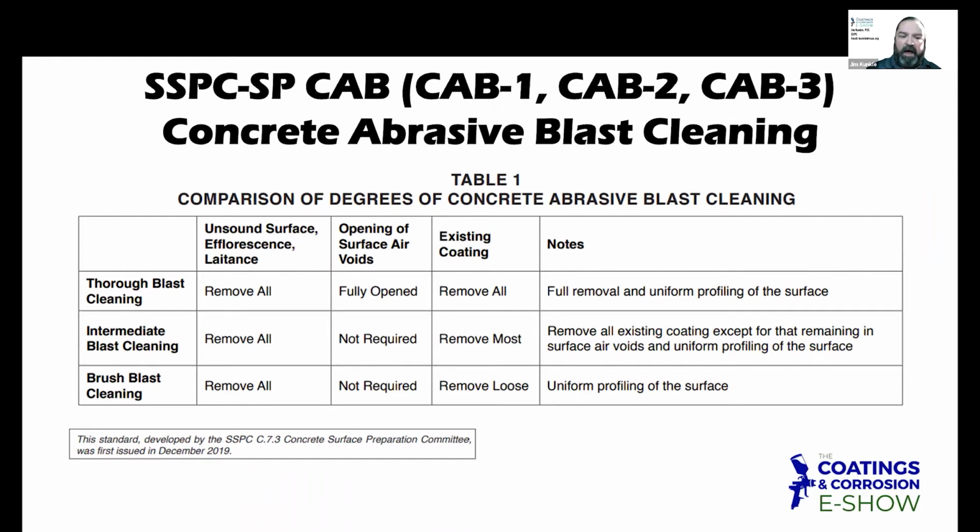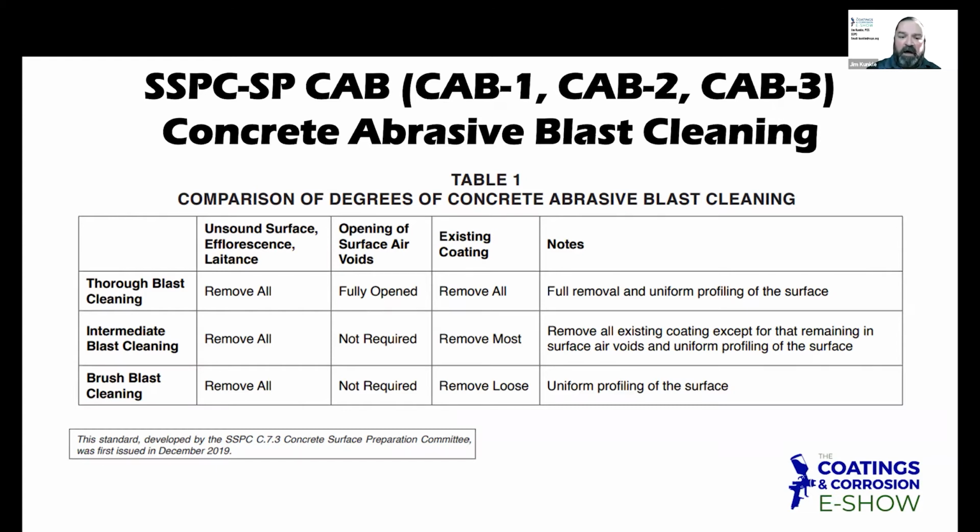With a thorough blast, you're going to want to remove any unsound surface. That's loose concrete. Areas that are really challenging when it comes to concrete. You also want to make sure that efflorescence, which is a material that kind of leaches out of the concrete, and laitance, which is weak areas as well, want to be removed through all of those different blast methods when it comes to the CABs.